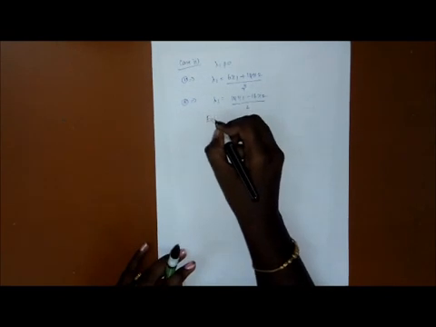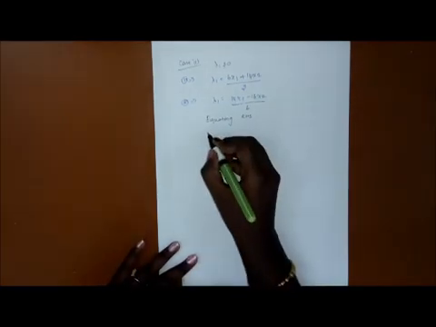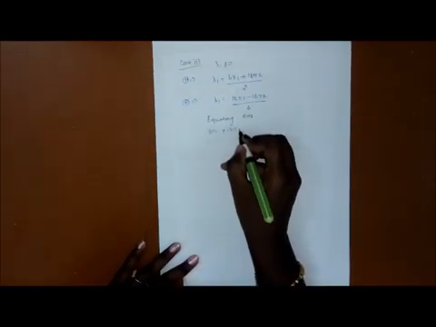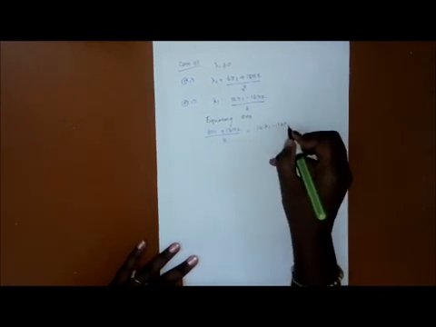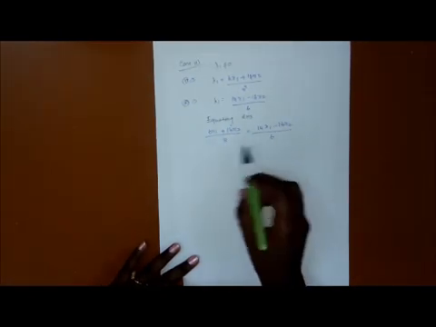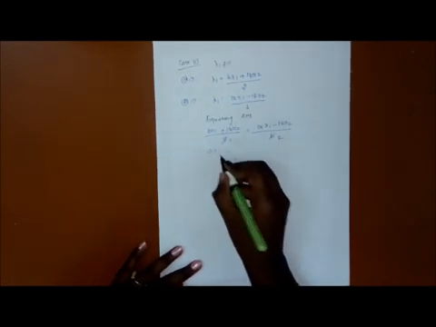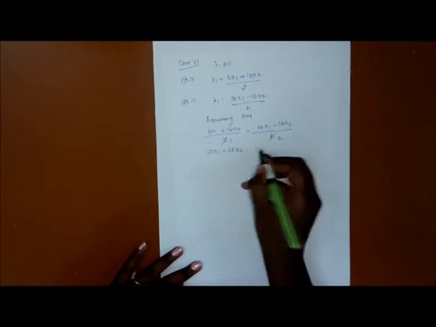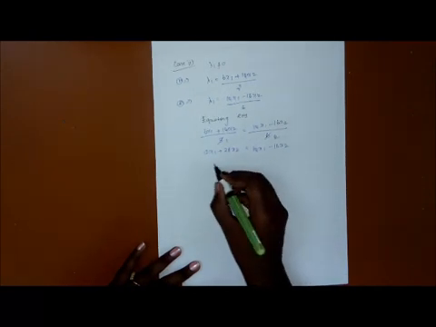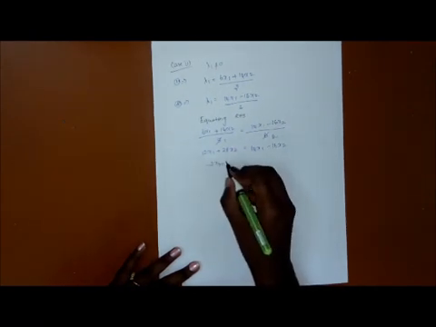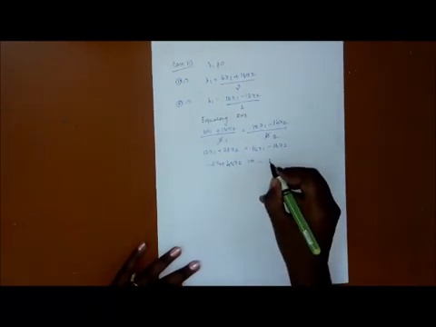Equating the RHS, (6x1 + 14x2)/3 = (14x1 − 16x2)/6. Since 3 and 6 are multiples, I cancel them out. So I get 12x1 + 28x2 = 14x1 − 16x2. On solving this, I will get 2x1 − 44x2 = 0. I shall take this as the fifth equation.